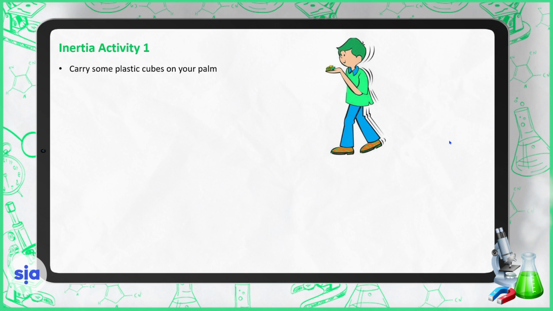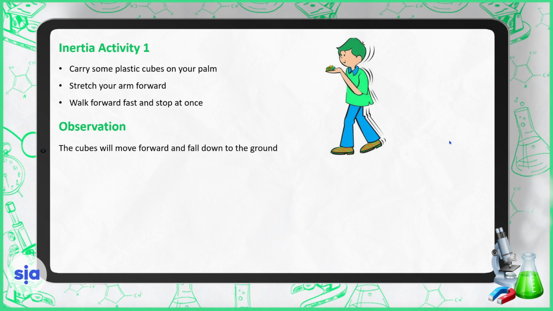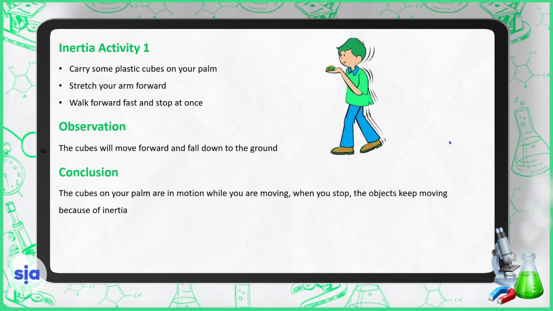Once you carry some plastic cubes on your palm, stretch your arm forward and walk forward fast and stop at once. What will happen? The cubes will move forward and fall down to the ground. And the conclusion is that the cubes on your palm are in motion while you are moving. When you stop, the objects keep moving because of something we call inertia.